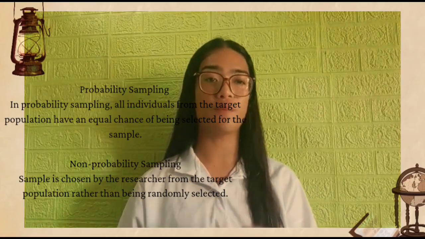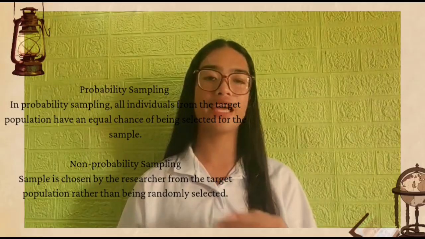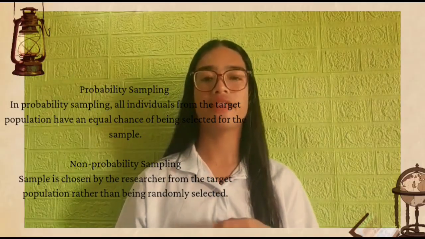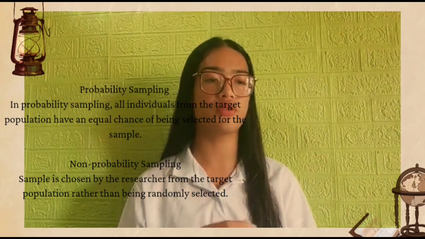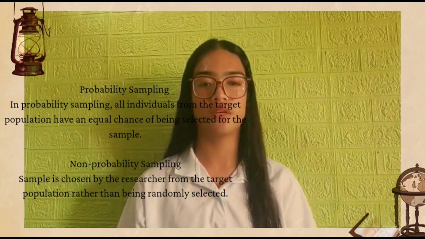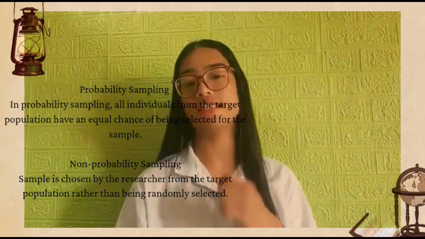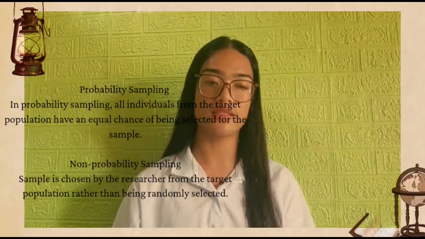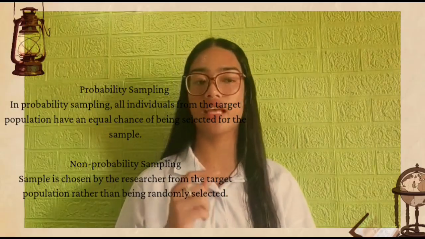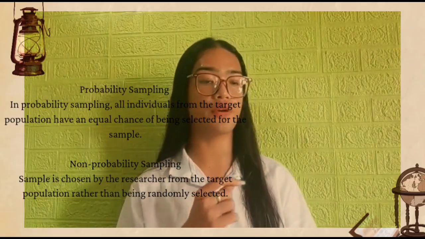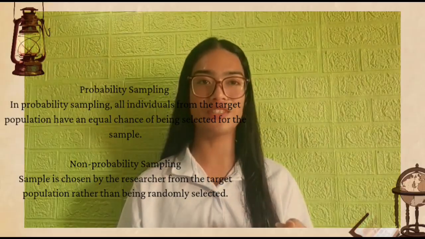The importance of probability sampling is it ensures that the sample represents the whole population, making the result more accurate and reliable. This method helps researchers generalize their findings to a larger group and reduce the risk of bias in the data collection. While the importance of non-probability sampling is it is useful when time, resources, or access to the entire population are limited. This method allows researchers to collect data quickly, and it is often used for exploratory or qualitative research, though it may not fully represent the entire population.